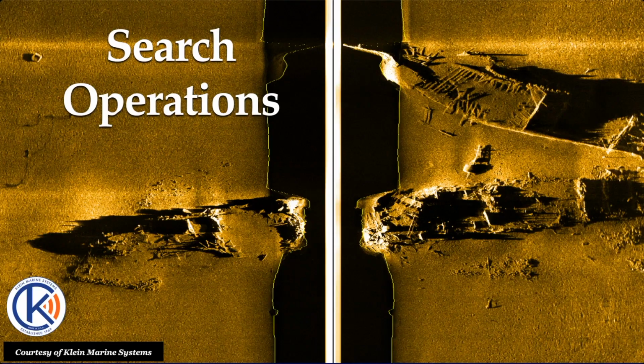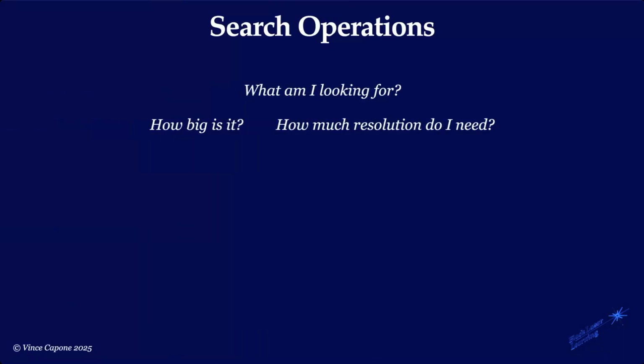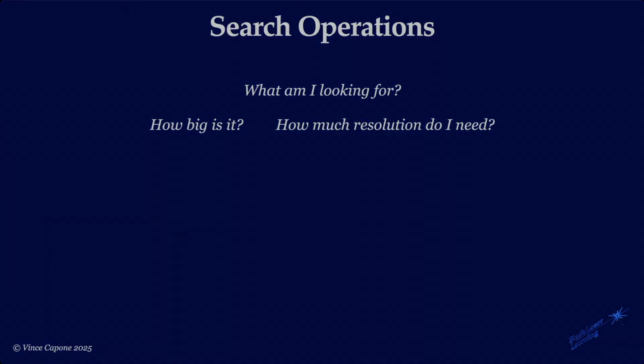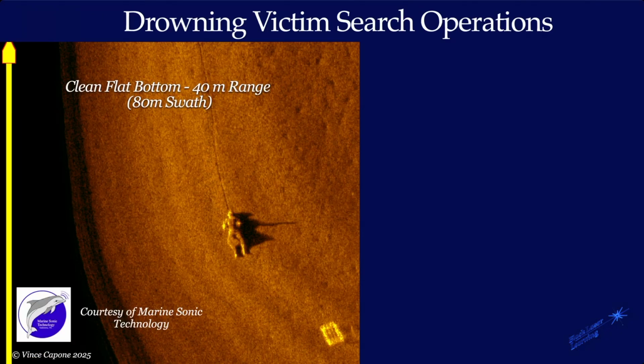Searching for submerged targets. So let's talk about search operations. What am I looking for? How big is it? How much resolution do I need? Here we were looking for a World War II submarine 67 meters in length. We used a 300. When looking for smaller contacts such as drowning victims, shorter ranges apply.